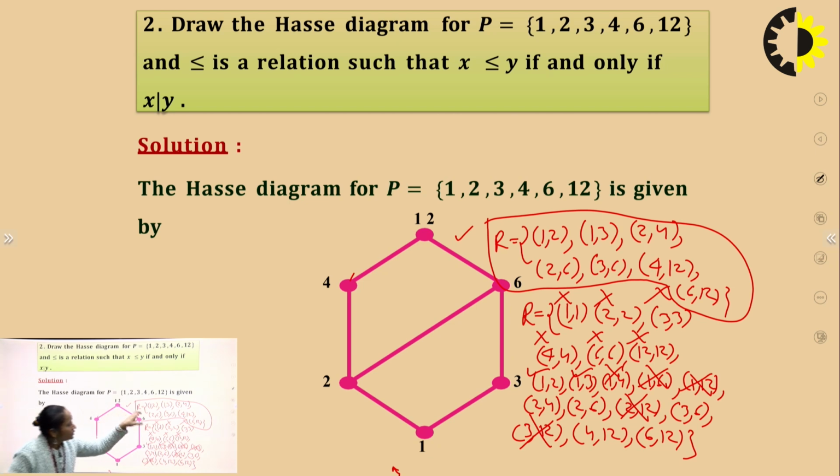This means that for this particular relation, the relationship should be shown in the given Hasse diagram. Suppose this is 3, 6, 3, 4, but 3, 4 is not mentioned, so this will be incorrect. This will not be correct. So after removing the reflexivity and transitivity, the remaining relations are these, and we have to create the Hasse diagram for this particular relation.